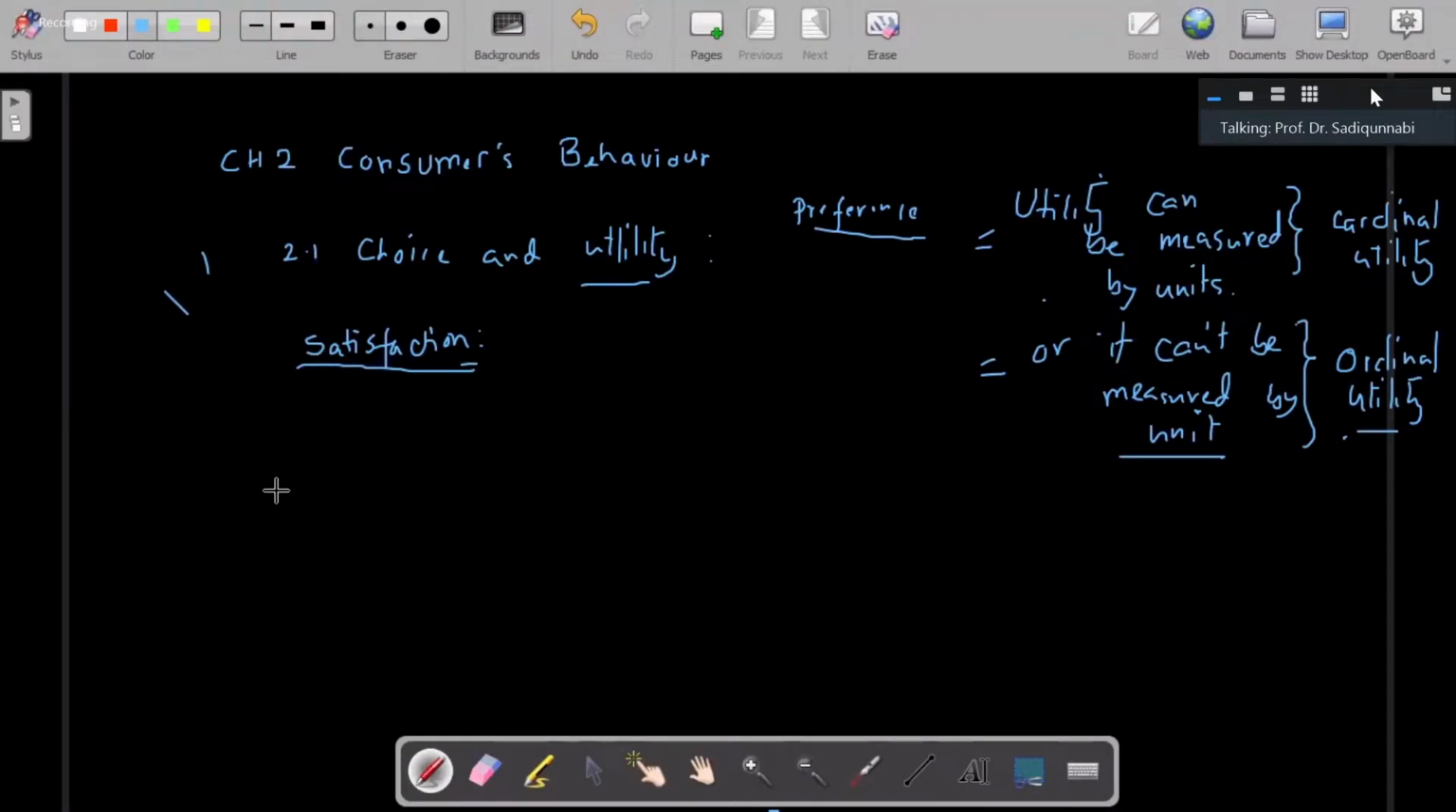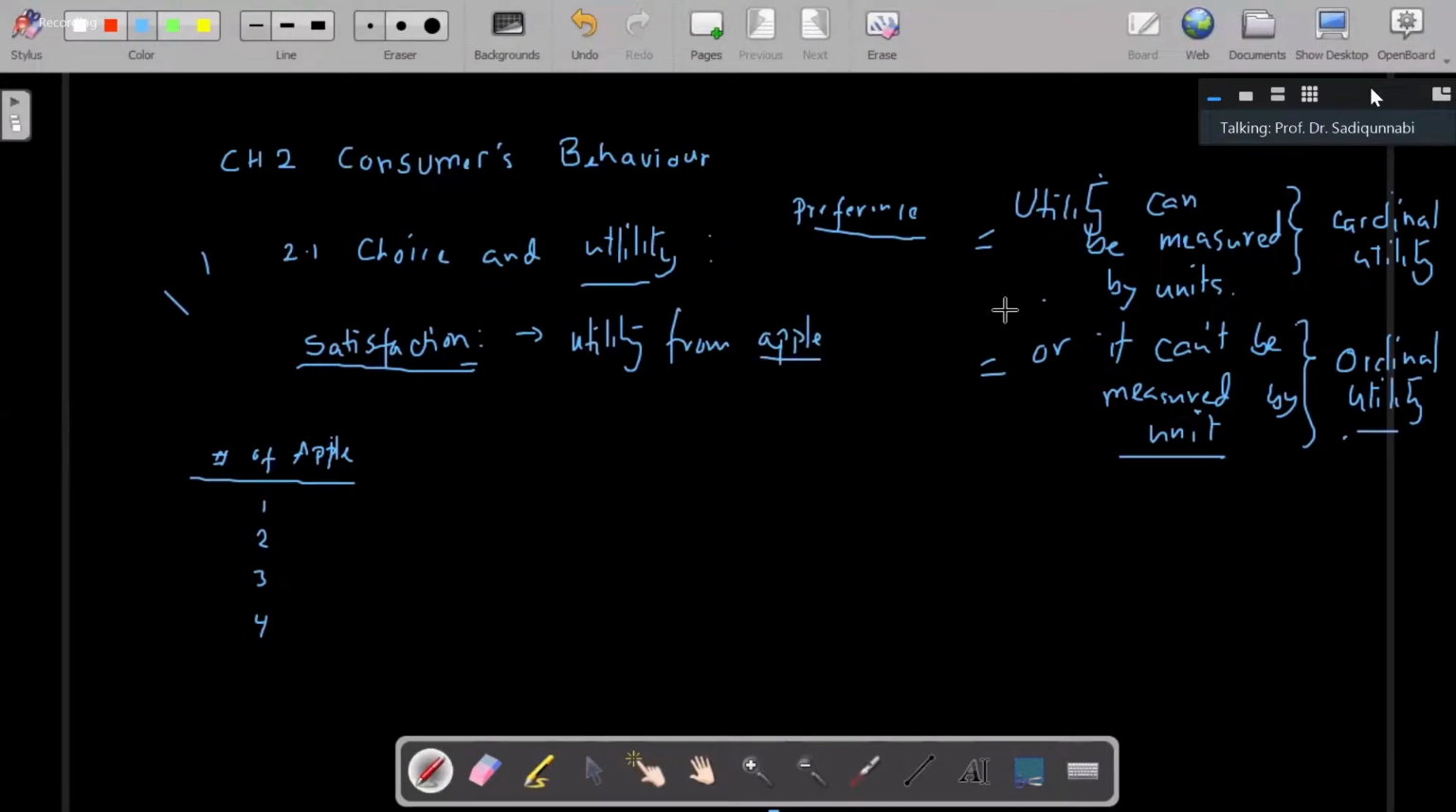Let me give you some example. Suppose we have apple. In column number 1, number of apple, maybe 1, 2, 3, 4. 4 units of apple. And if you consume apple, you are getting satisfaction. That is called utility from apple.